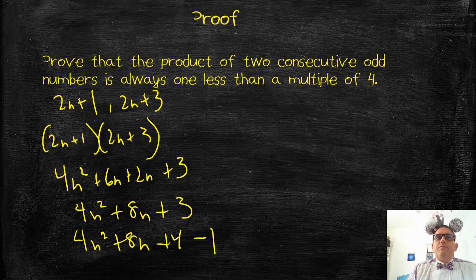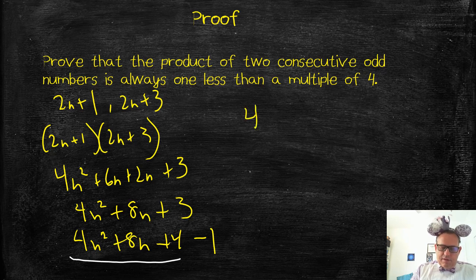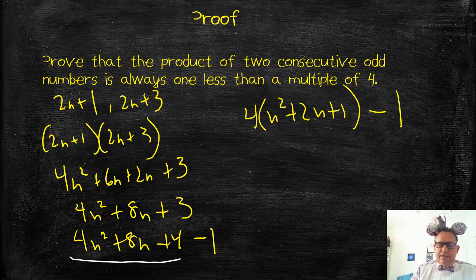Now, how did I know to do this? Because I'm looking at the answer. I wanted 1 less than a multiple of 4. So now what can we do? Look, I can factor out a 4 from here, can't I? So I'm going to have 4 times n squared plus 2n plus 1, minus 1. I've done it. 4 times something is a multiple of 4, minus 1. So that's my proof. Again, on these harder ones, sometimes you need to look at the end, see what they're trying to show you, and then how can you rearrange to get that.